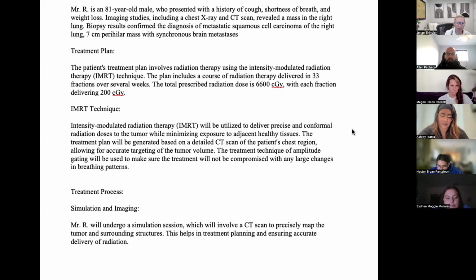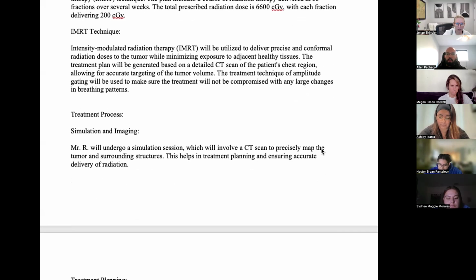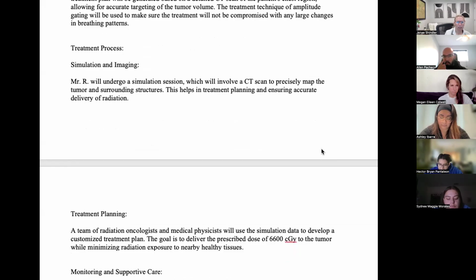Okay, Danielle, treatment process, simulation and imaging. Mr. R will undergo a simulation session, which will involve a CT scan to precisely map the tumor and surrounding structures. This helps in treatment planning and ensuring accurate delivery of radiation.